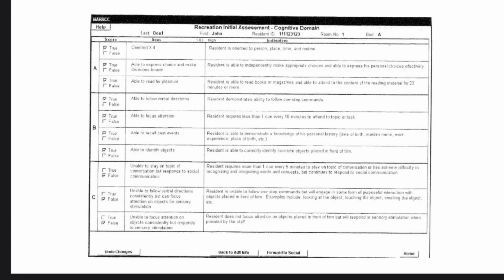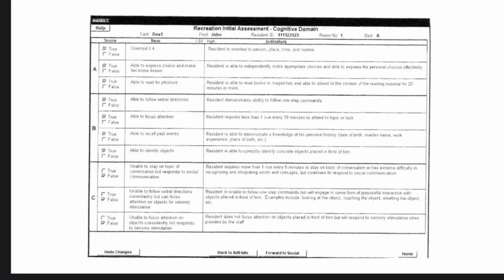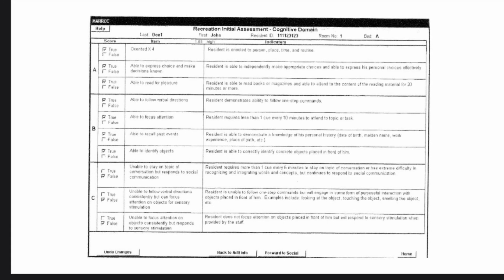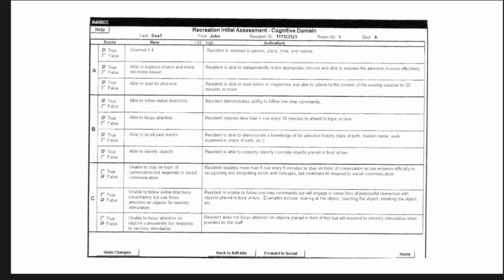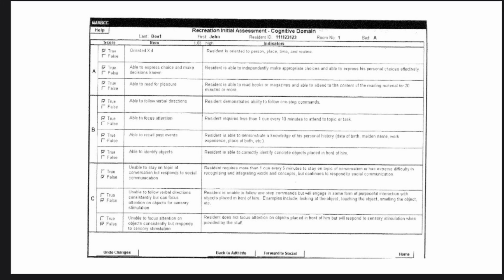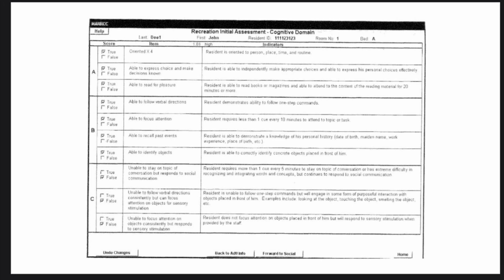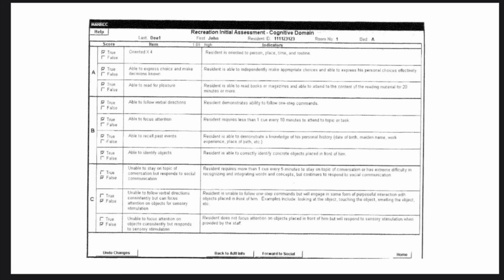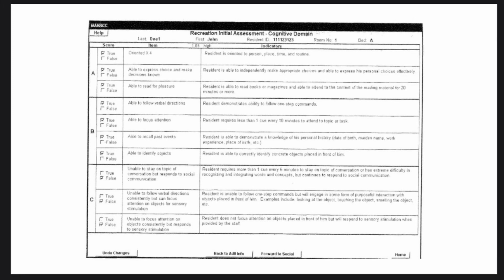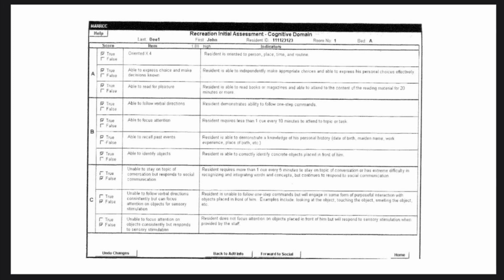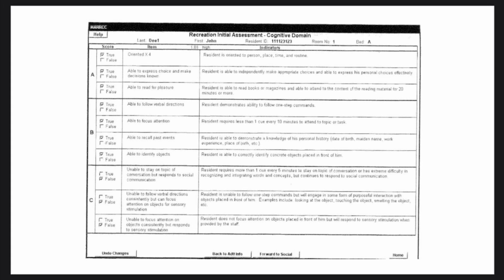So moving on, the next slide is an actual sample recreational assessment, initial assessment through the cognitive domain. And as you can see, like I mentioned earlier, there are 3 sections, A, B, and C. A has 3 questions, B has 4 questions, and C has 3 questions. And as you can see there, all 3 are marked true for A, all 4 are marked true for B, and all 3 are marked false for C. And these questions are, able to express choices and make decisions known, able to read for pleasure, able to follow verbal directions, able to focus attention, functional questions like that.